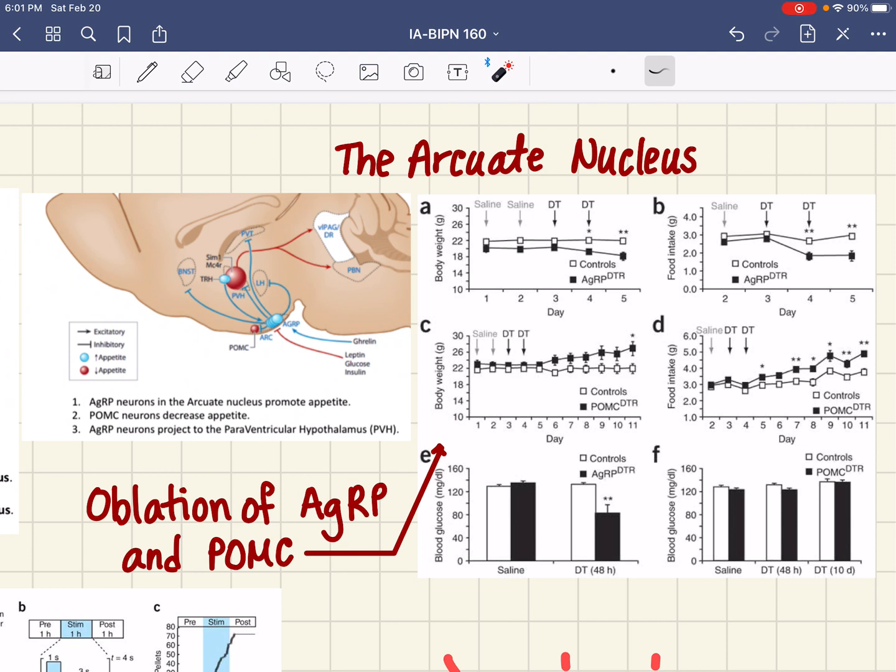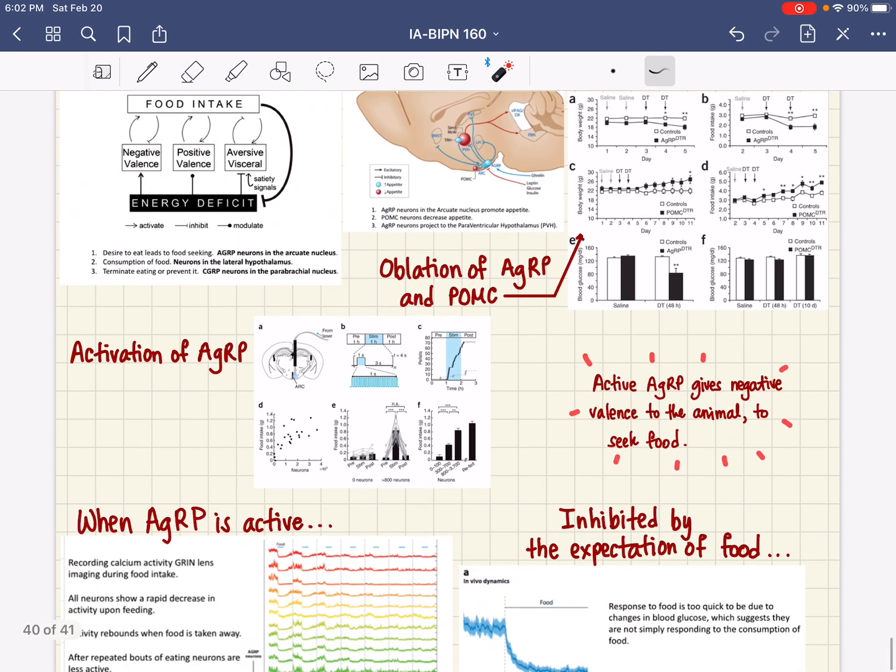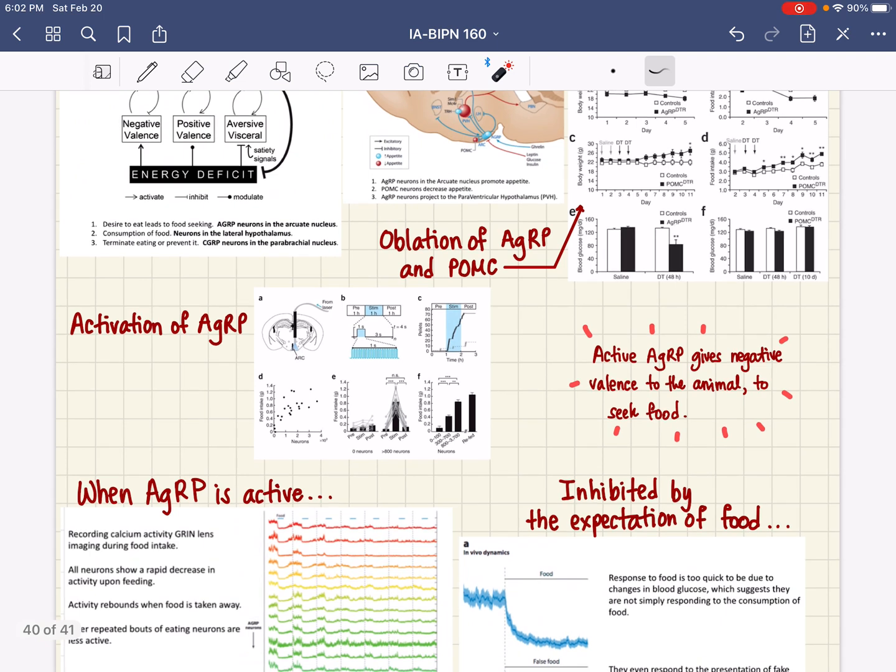The fact that during these experiments, the blood glucose is not changing. I think that's what it's saying, at least over here. Well, now I can't remember if Dr. talked about this part of the graph. Let's just skip it for now, and then I'll look through the lecture again, and I'll include it in my next video if he talked about it. But for now, remember that POMC decreases appetite, AGRP promotes appetite.